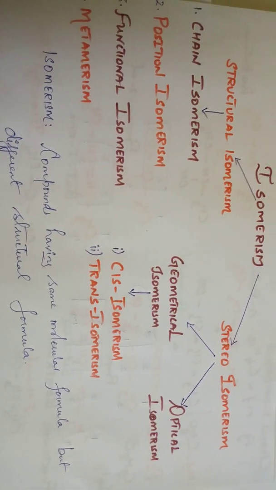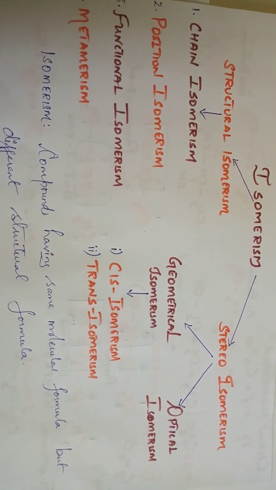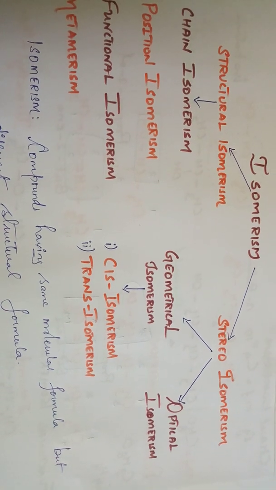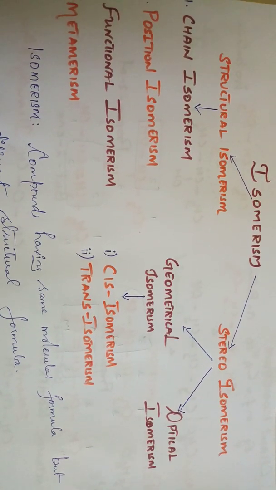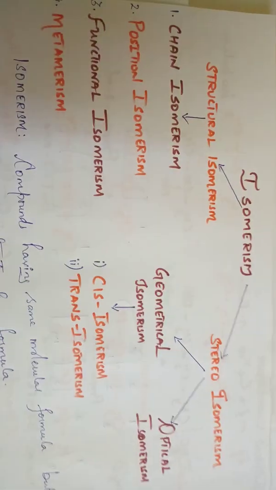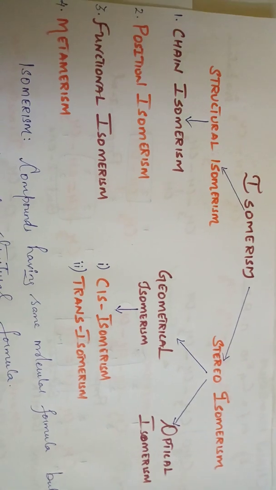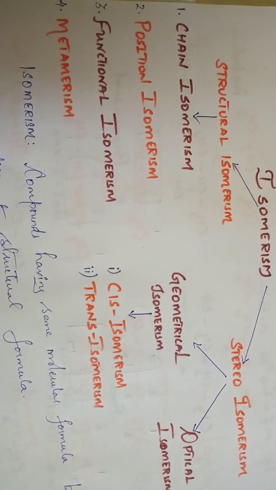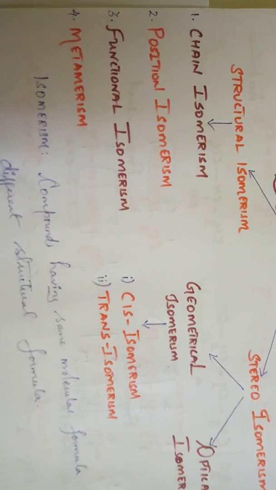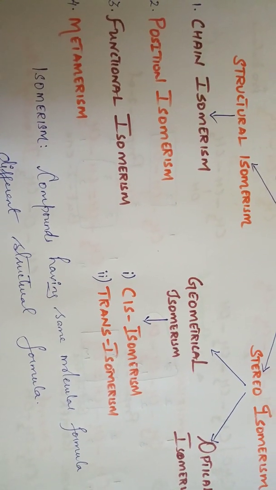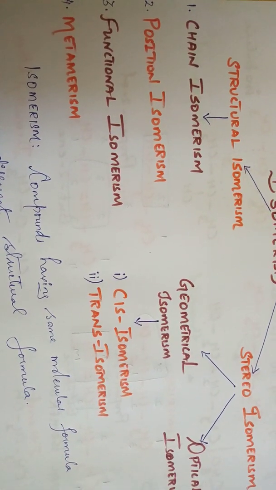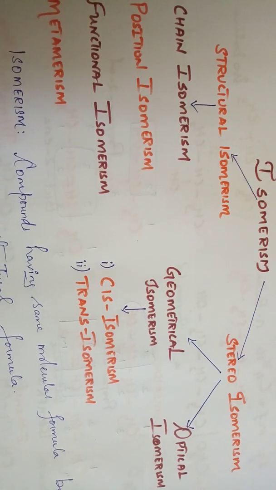As we all know, isomerism is basically classified into two different types. Number one is structural isomerism, and the second is stereoisomerism. Let me tell you what structural isomerism is and its types, and later I'll tell you about stereoisomerism. Structural isomerism is further classified into four major branches: chain isomerism, position isomerism, functional isomerism, and the last one is metamerism. These are the four types of isomerism that organic compounds can exhibit.